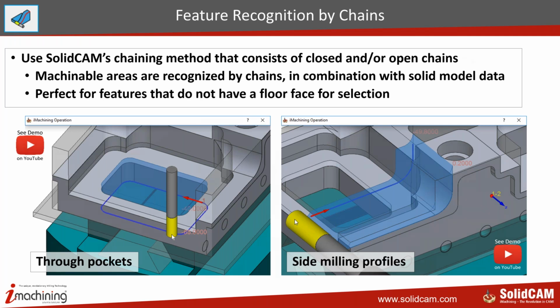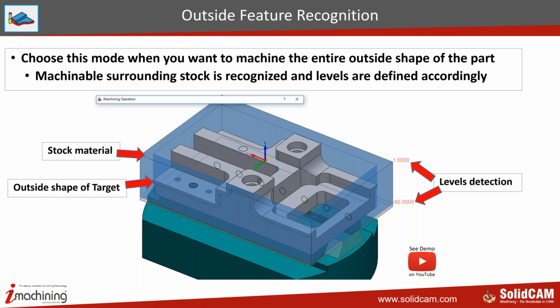The third function is outside feature recognition. Suppose you want to do outside roughing. Earlier we used to define the stock boundary, select the target boundary, and then generate the toolpath. Now with outside feature recognition, it picks the stock boundary, picks the target boundary, and machines outside roughing automatically. Again it detects the upper level and the lower level automatically, and shows the preview of the machining zone in a different color. So it generates outside roughing automatically.